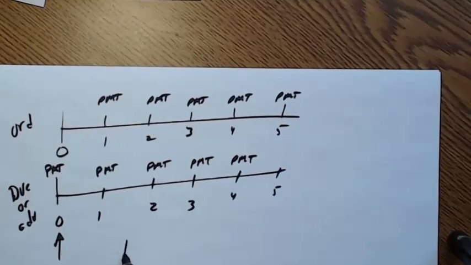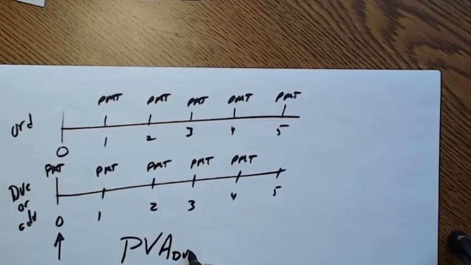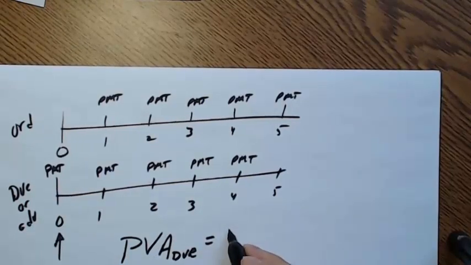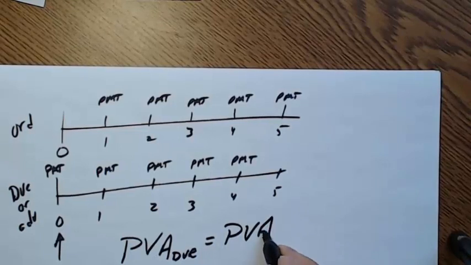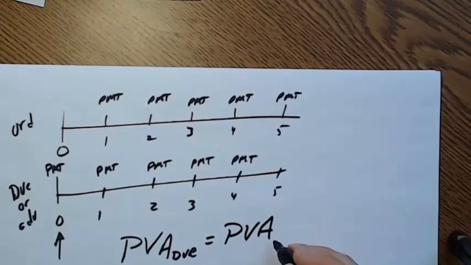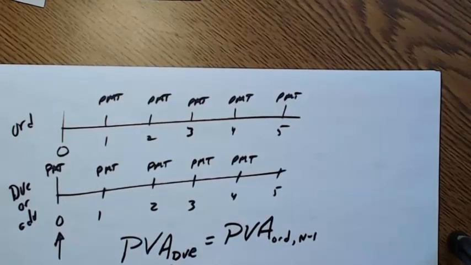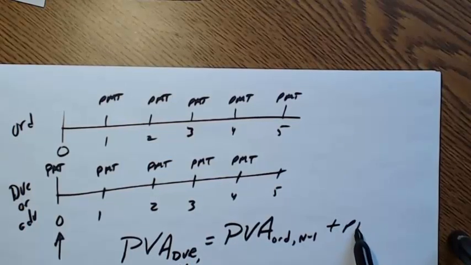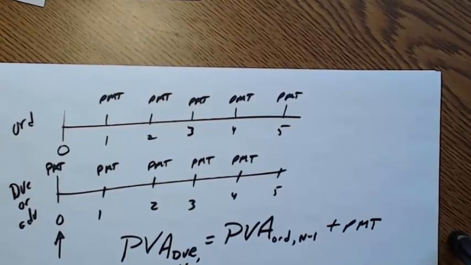Well, the formula for that is the present value of an annuity due equals the present value of an annuity ordinary, that's ordinary, n minus 1. So I should say present value of an annuity due for n periods, in this case it's 5, equals the present value of an ordinary annuity for one less period plus a payment. And let me explain that.